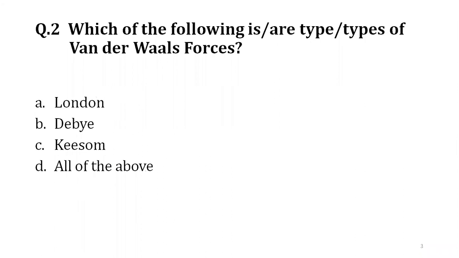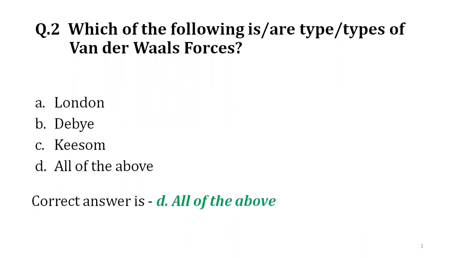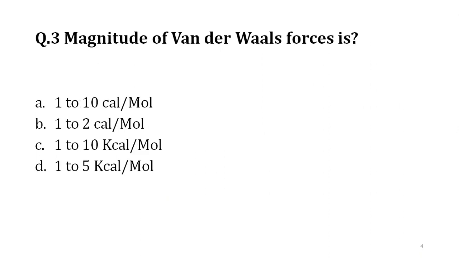Question 2. Which of the following is or are the type or types of van der Waals forces? Option A, London; B, Debye; C, Keesom; or D, all of the above. Again, you guessed it right. The correct answer is D, all of the above. So these are the three types. Keesom forces are also called dipole-dipole interaction. Debye forces are called dipole induced dipole interaction, and London type forces are called induced dipole interaction.